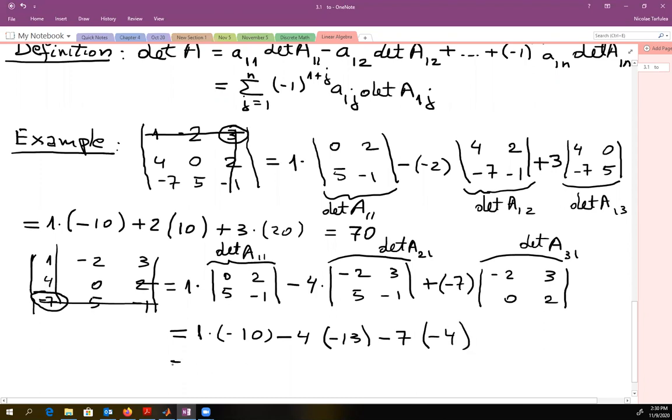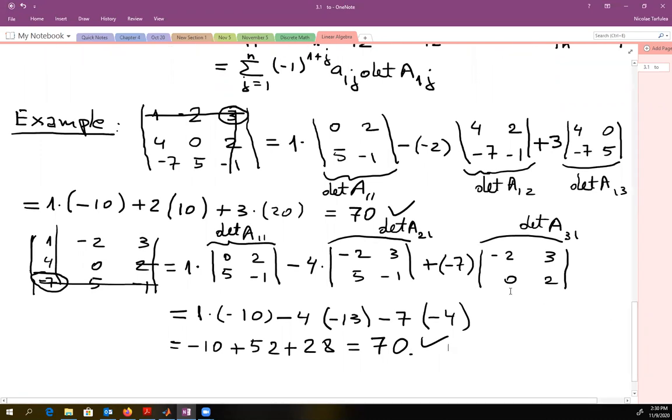All right, so let's see what we get. So this is negative 10 plus 52 plus 28, right? Well, if you add up these numbers, you end up with 70 again, which is exactly like here. So what we used here, we expanded along the first column. You can do the same thing across any row or column. You obtain exactly the same thing.